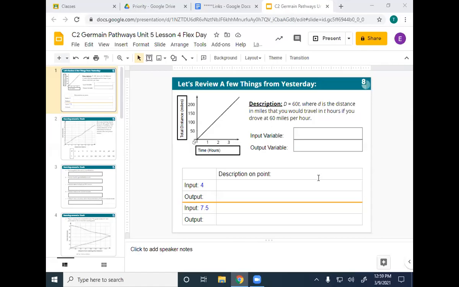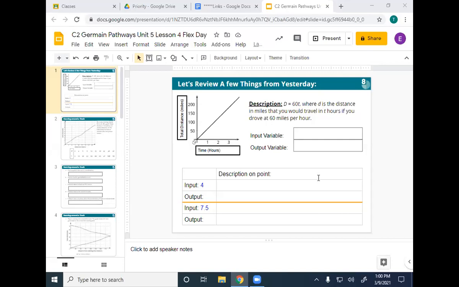Towards this computer. So we had this one from yesterday where we labeled our axes with these labels on them. We were given this description: D is equal to 60t, where D is the distance in miles that you would travel in t hours if you drove at 60 miles per hour, okay? So when we talked about independent and dependent variables, we associated them with different axes.